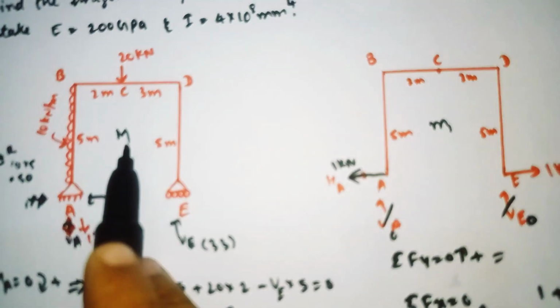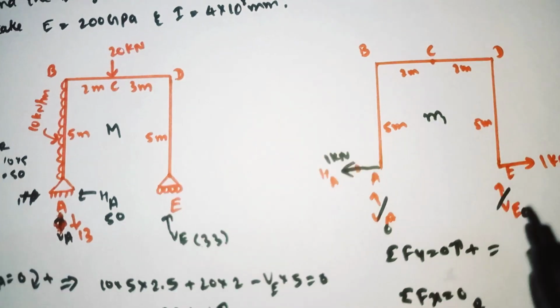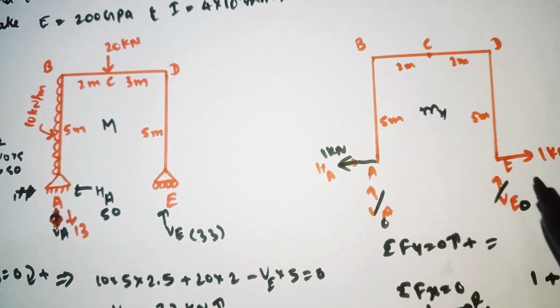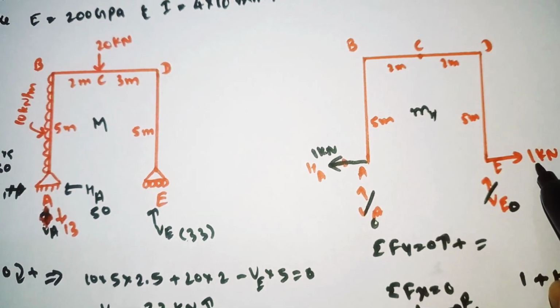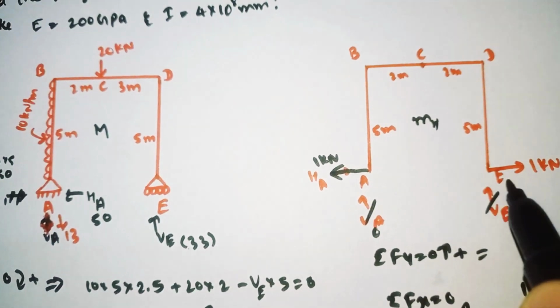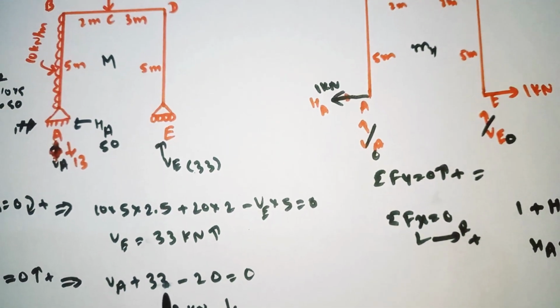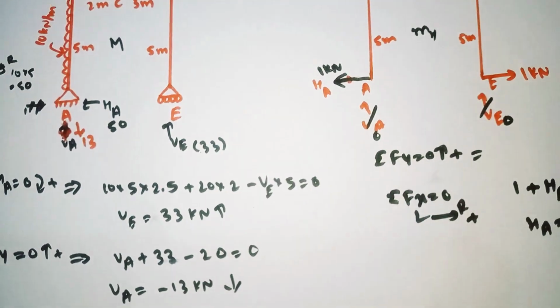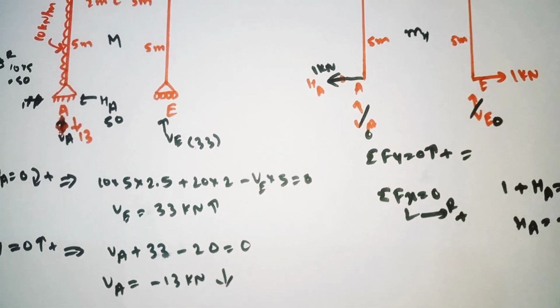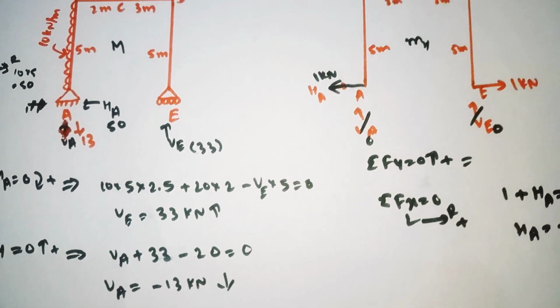So M is nothing but the moment of our actual diagram, and here M1 is nothing but the moment of the unit load we have applied at joint E. We need to find the moment of this. We have found the support reactions of both diagrams. So next we need to draw a table. I will show you. This is the diagram.